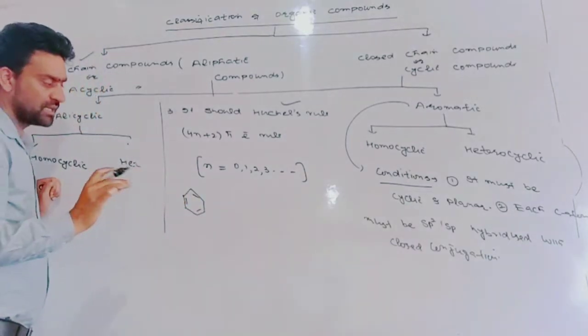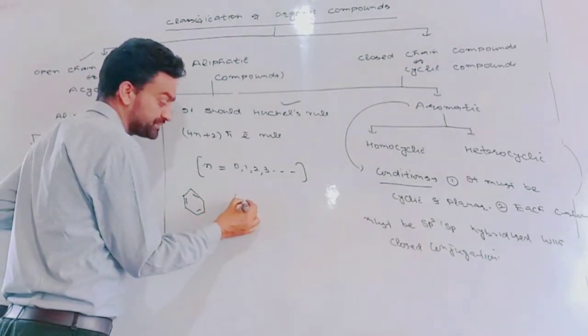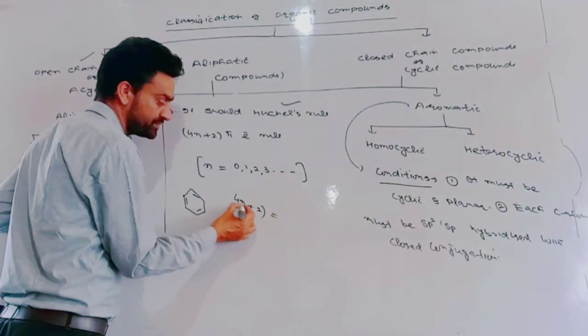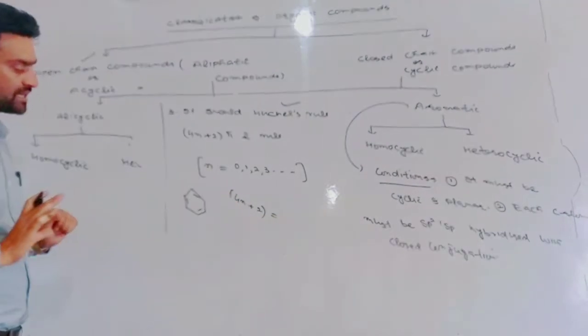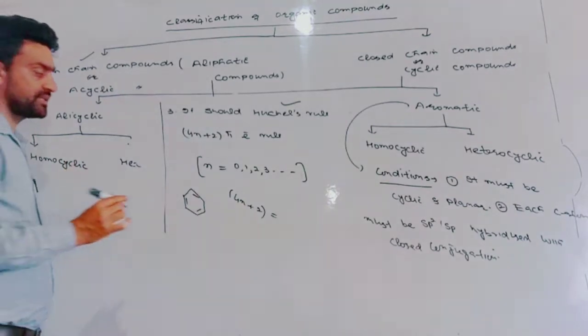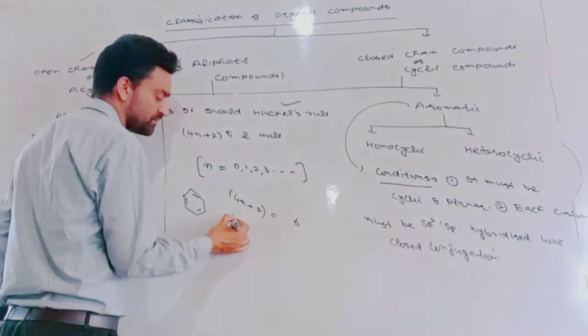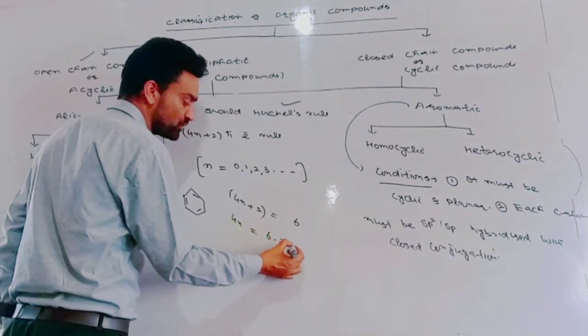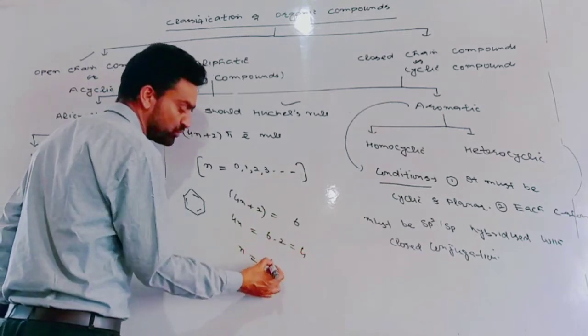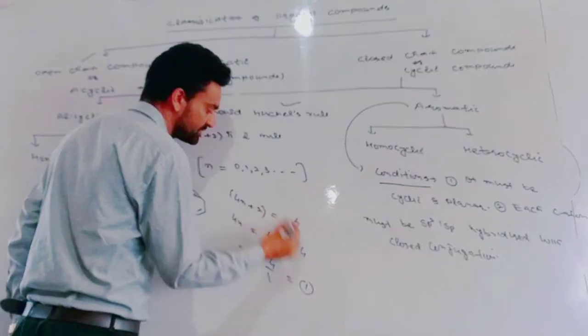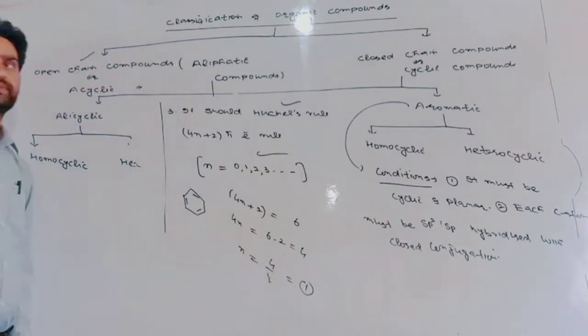Clear? 4n plus 2 equals how many pi electrons are present? There are 3 pi bonds, that is 6 electrons. 4n plus 2 equals 6, 4n equals 6 minus 2 equals 4, n equals 4 upon 4 equals 1. And it's an aromatic compound. Right?